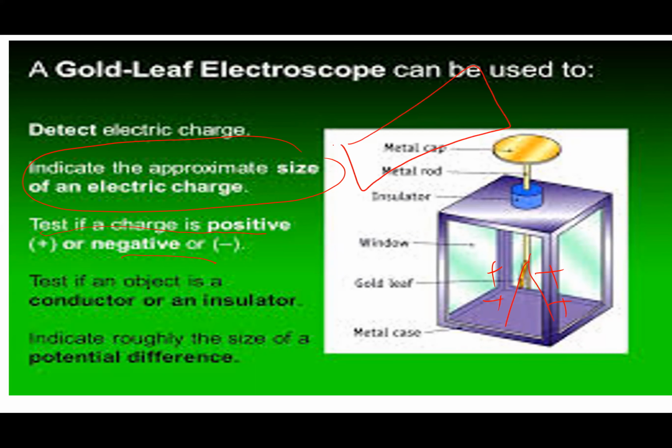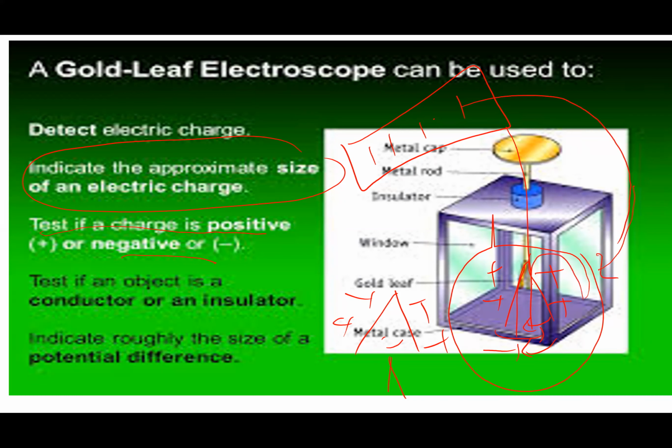And we brought a body near to this. If the body has negative charges, it will merge the gold leaf. If you brought a negative charge body, the leaves will come close. The divergence decreases. So if the gold leaves show attraction towards each other, the body will have charge opposite to the charge on the leaves.